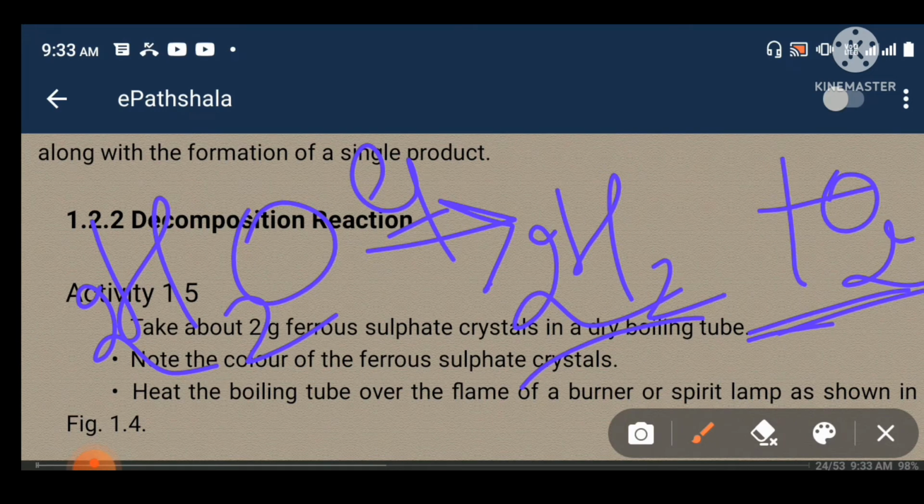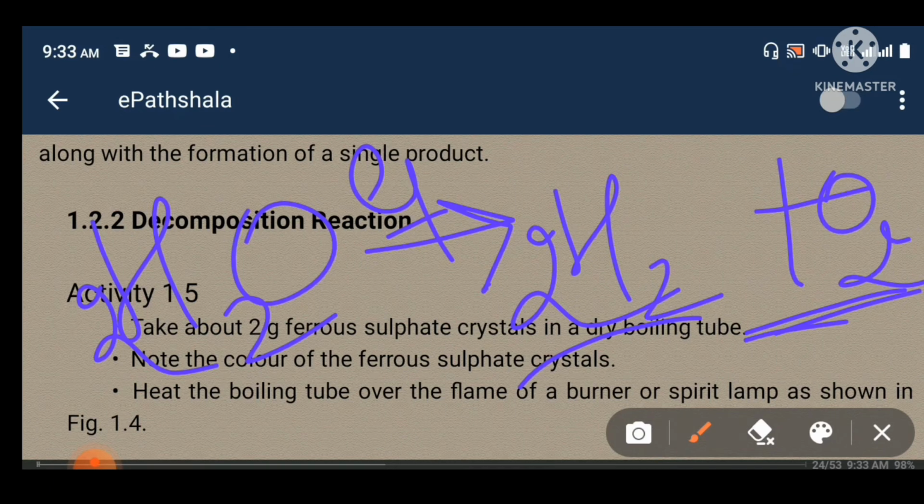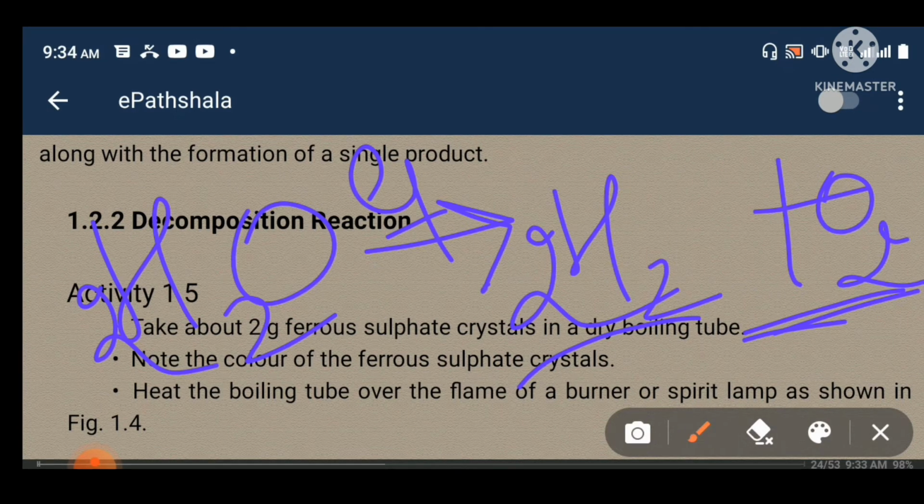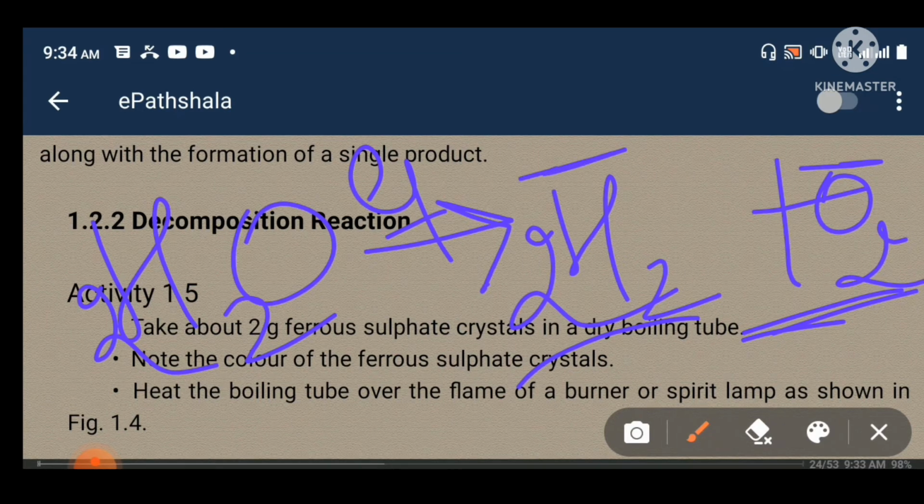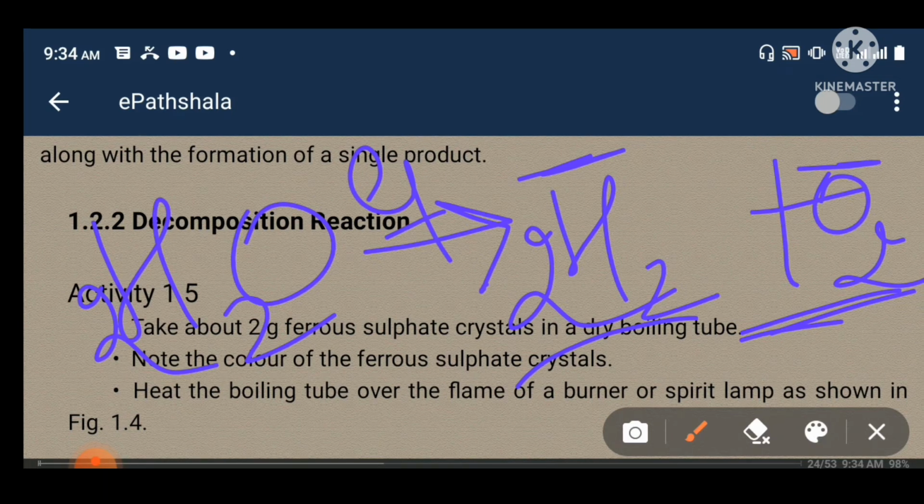hydrogen and oxygen. It is to be noted that the volume of gas collected in the two test tubes is not the same. The volume of gas collected on the negatively charged cathode is double the volume of gas collected on the anode. Since the electrolysis of water produces 2 volumes of hydrogen gas and 1 volume of oxygen gas, we conclude that the ratio of hydrogen and oxygen in water is 2:1 by volume.